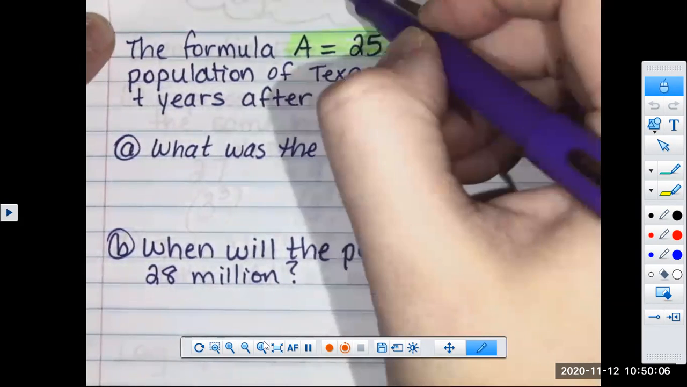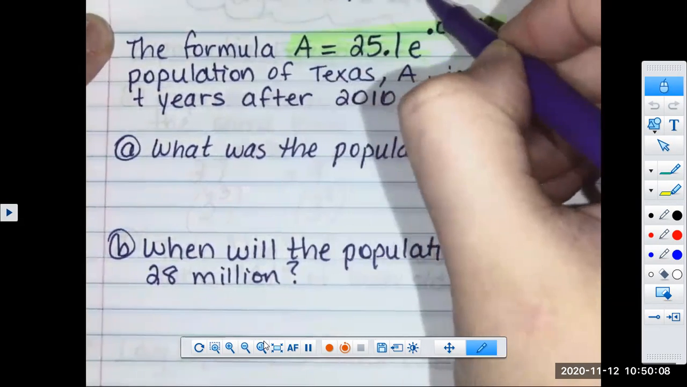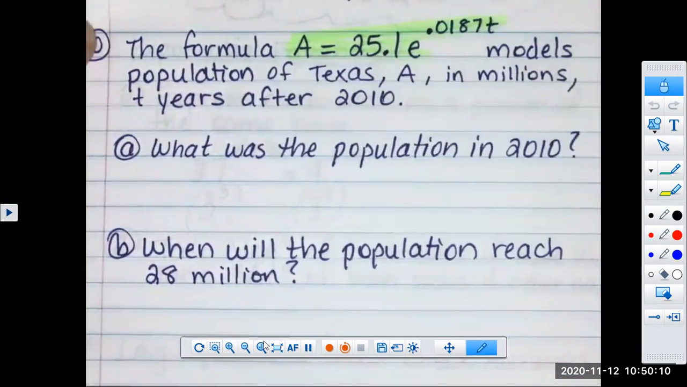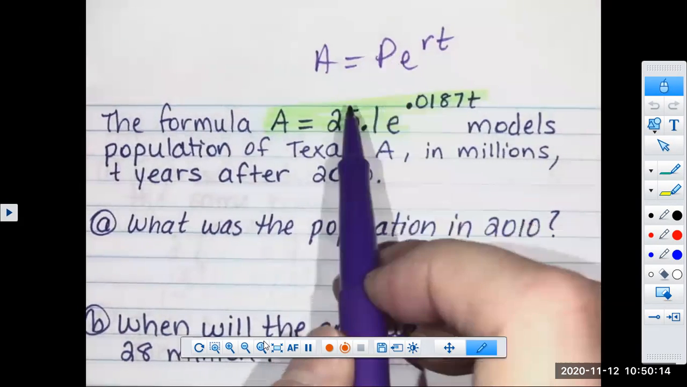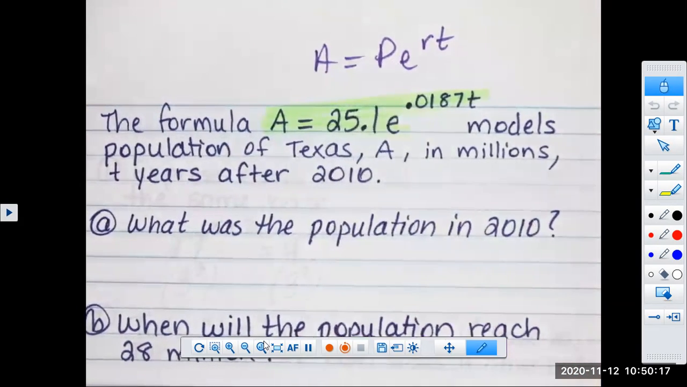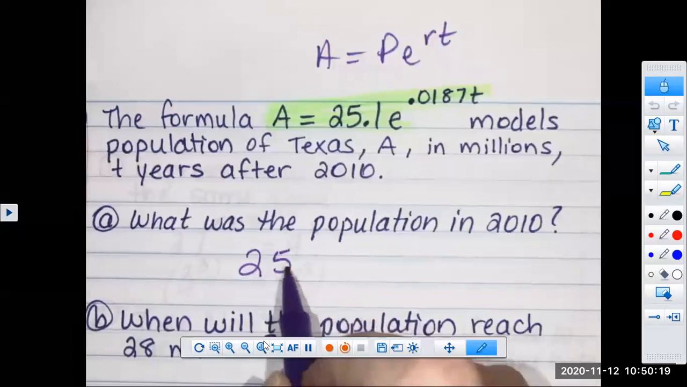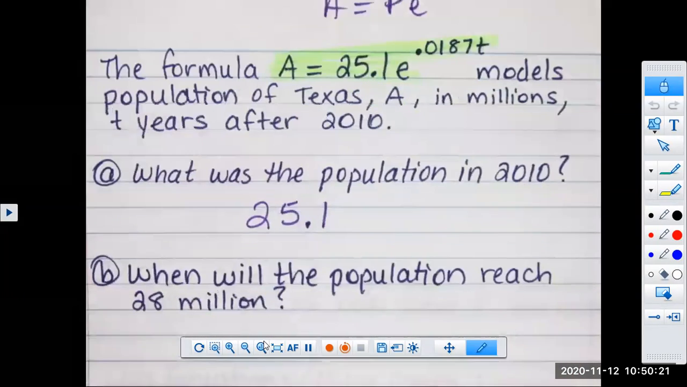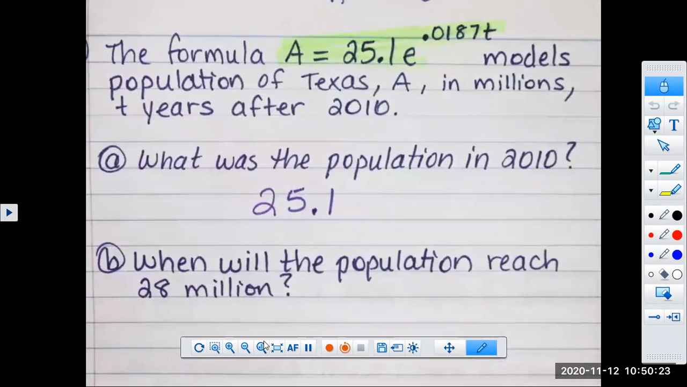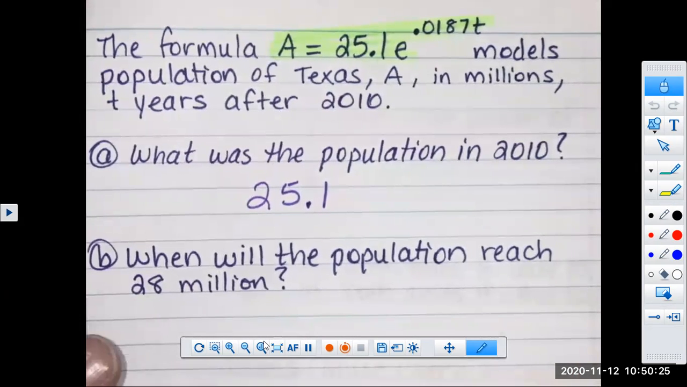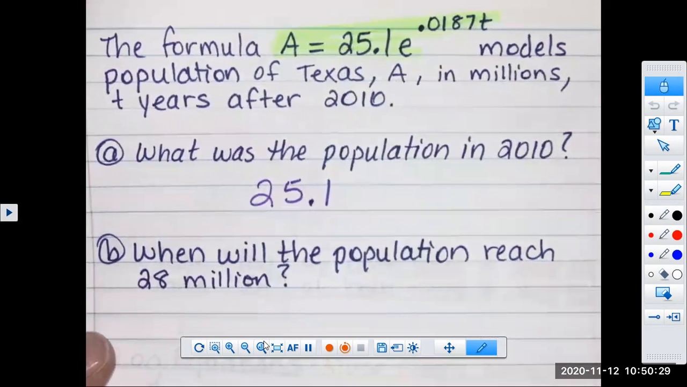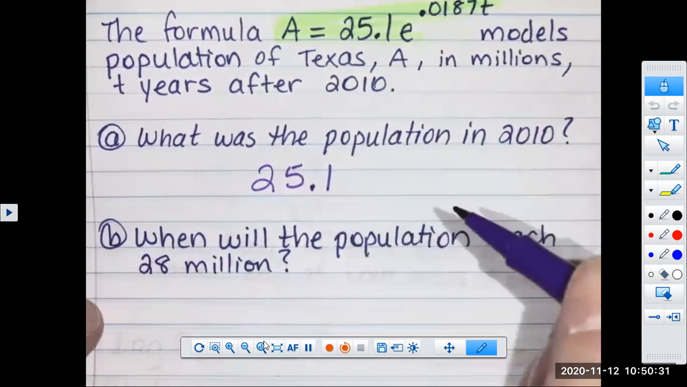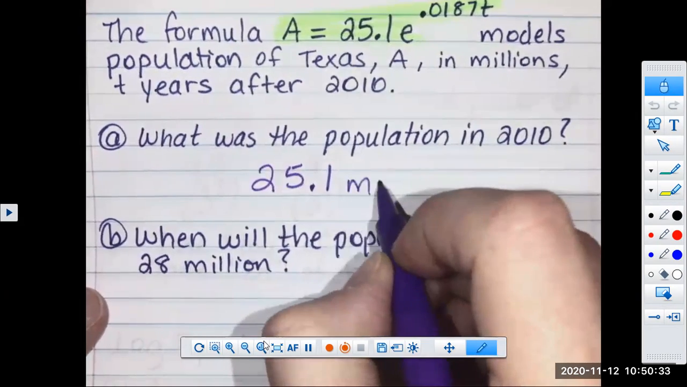Remember that formula we had, the A equals P e to the rt? And P was always your initial. So what number is in place of P? 25.1. So if they ever ask you years after so-and-so, and then they say, what was population in that year? Just look at your formula, whatever number is in your principal amount place. So 25.1 million.